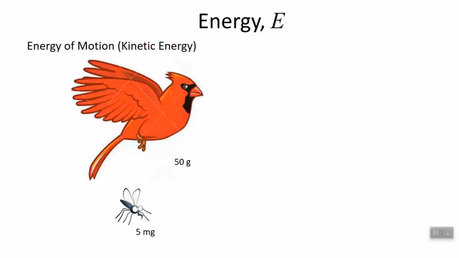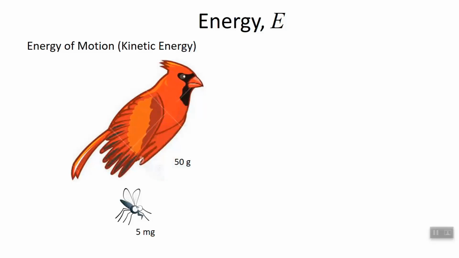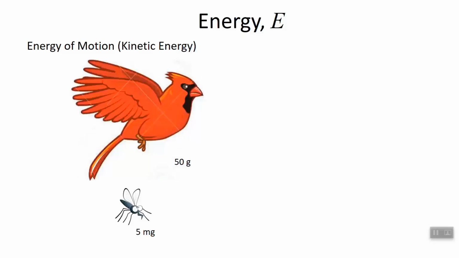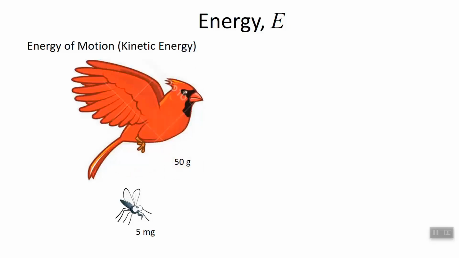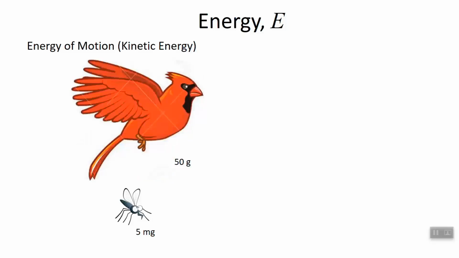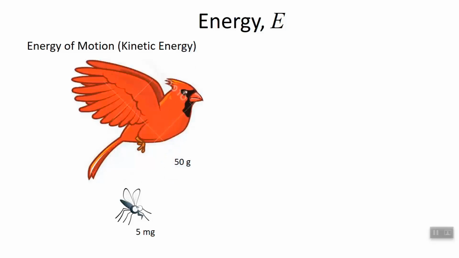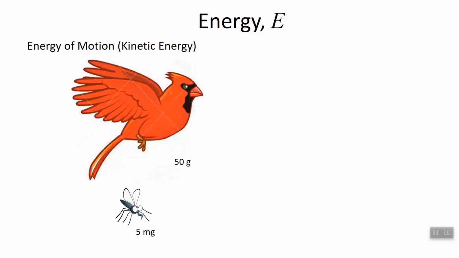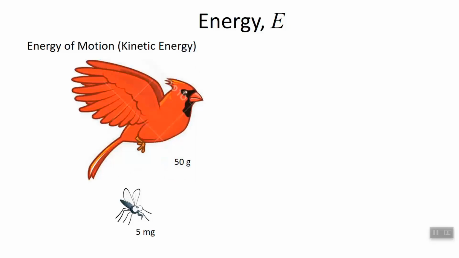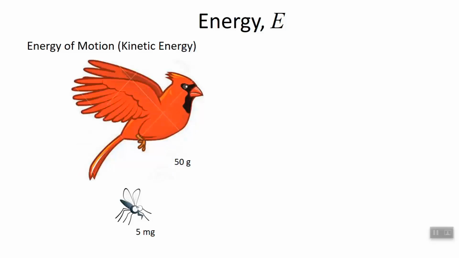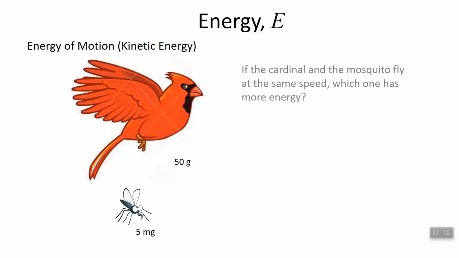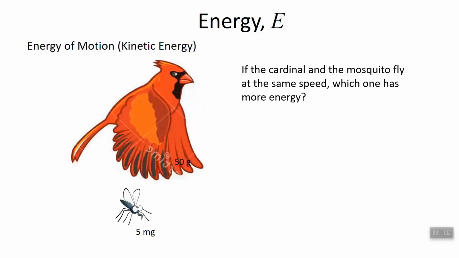Compare this cardinal and this mosquito. They're going the same speed, but there's a big difference. The cardinal weighs about 10,000 times more than the mosquito. Cardinal weighs about 50 grams. The mosquito weighs about 5 milligrams. 50 grams is 10,000 times more than 5 milligrams. So which has more energy, the cardinal or the mosquito?